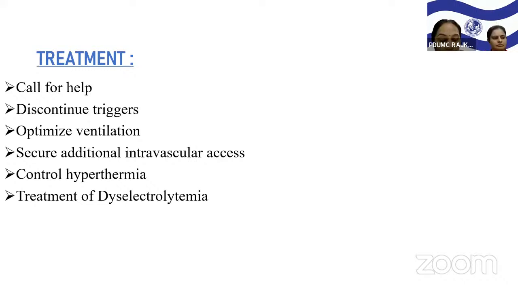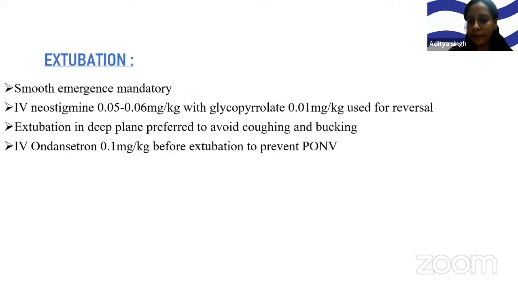How will you extubate this patient? And what are the post-operative concerns for pediatric patients after extubation? Extubation should be smooth, ma'am, to avoid increase in intraocular pressure and avoid ocular cardiac reflex. And extubation is with IV neostigmine 0.05 to 0.06 milligram per kg with IV glycopyrrolate 0.01 milligram per kg. And IV ondansetron 0.1 milligram per kg before extubation to prevent post-operative nausea vomiting.